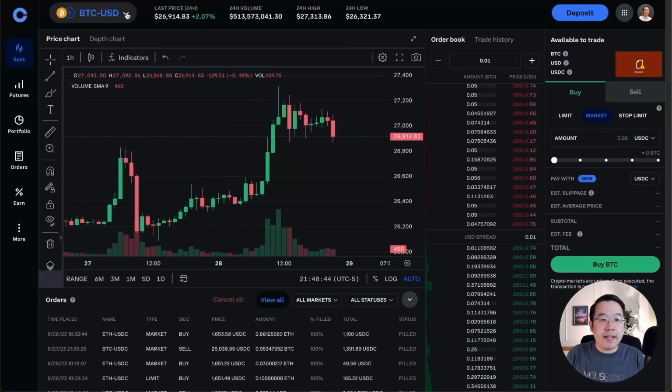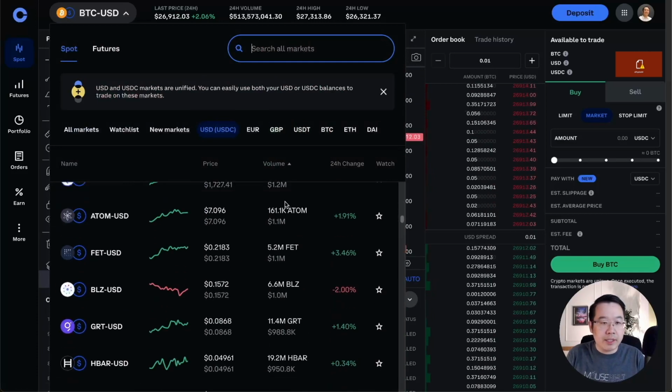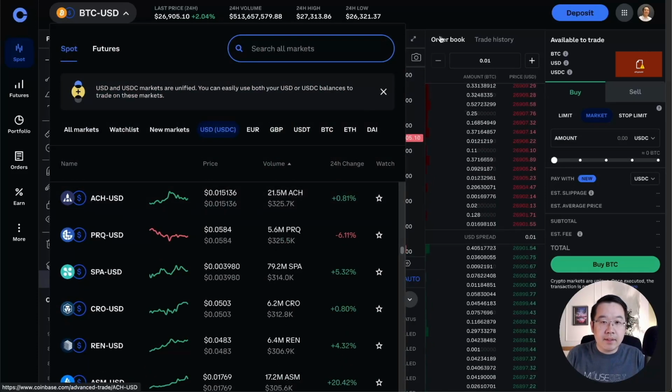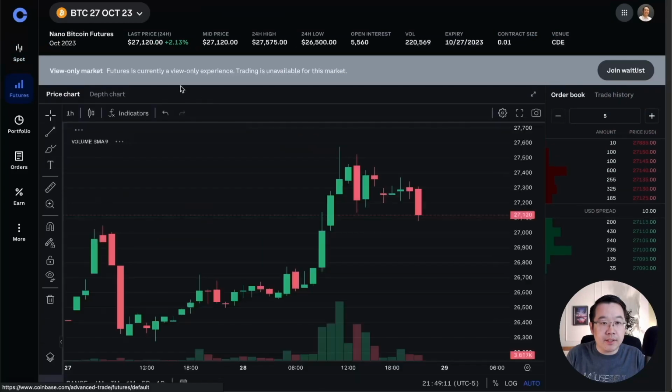So they're mainly a spot exchange with over 500 markets or trading pairs, whatever you want to call it. And spot just means that you can buy some coins straight up with USD or stablecoin or whatnot, and there's no leverage or derivatives involved. They also have a futures product coming soon, but it's not available yet. So in this video, we're only going to talk about their spot features.